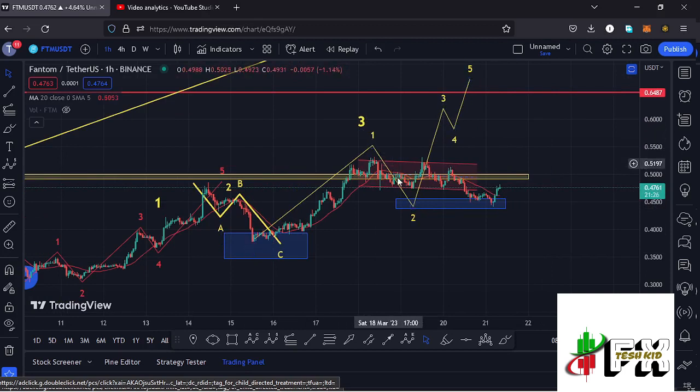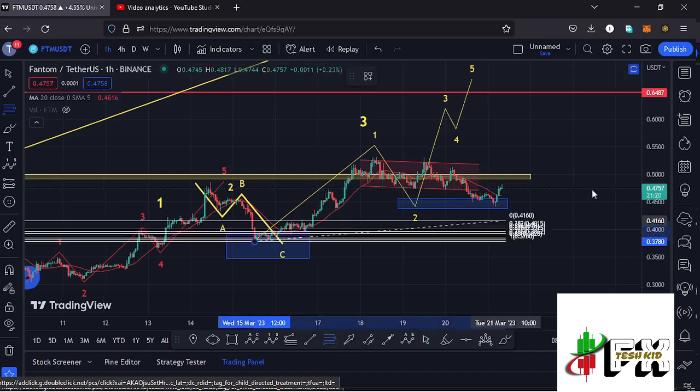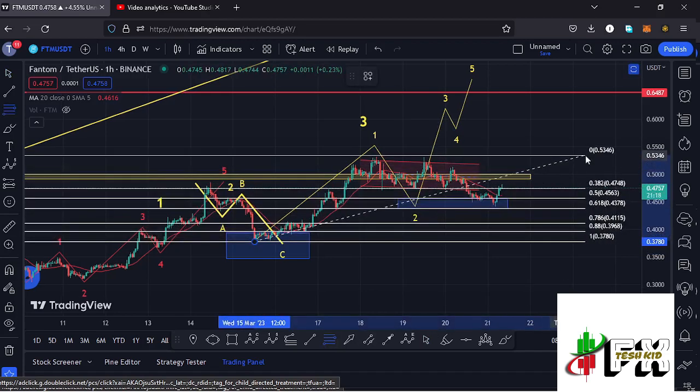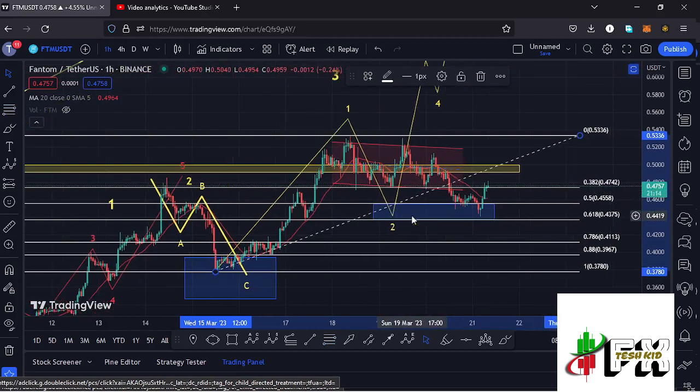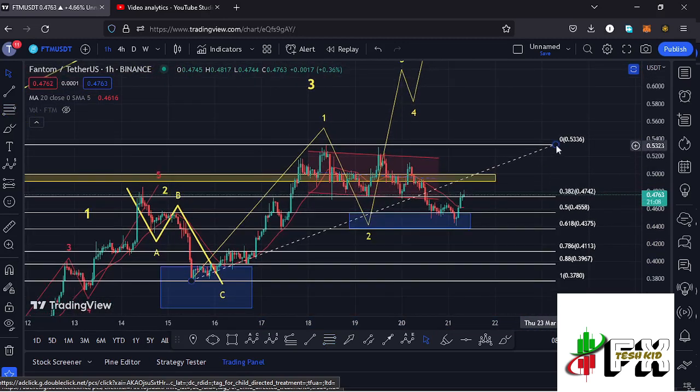Then we have also seen a corrective structure in the formation of this wave 2, and using the Fibonacci connecting them from the low of the first wave to the high of that wave 1, I was able to come up with a minimum retracement area in the formation of this wave 2 between the fib level 0.5 and the fib level 0.618, which is a target area that we fully maximized yesterday.